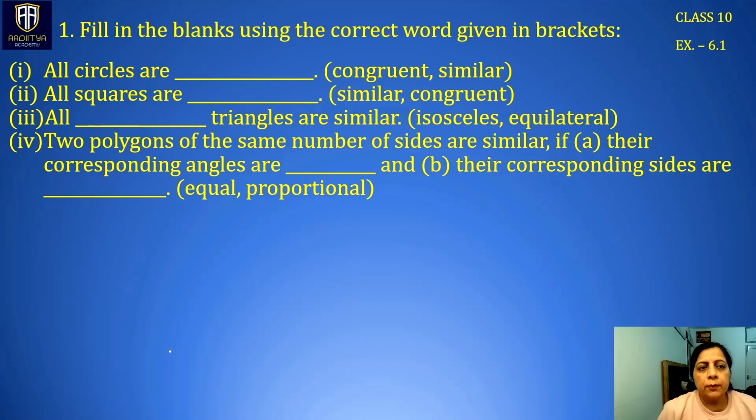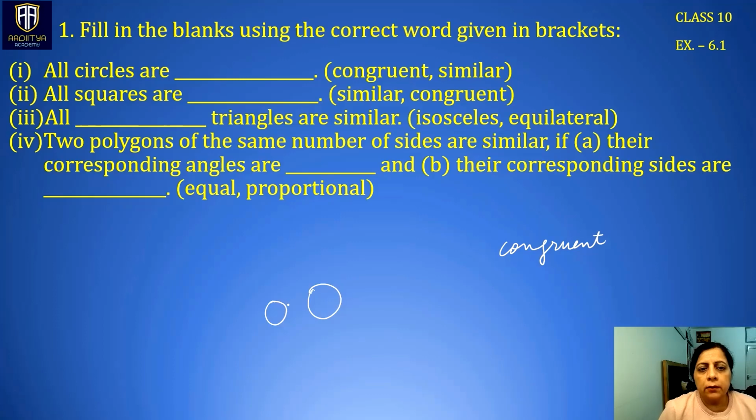The first question is about we have to fill in the blanks. The first part says all circles are dash. We have to choose among congruent or similar. Now, what are congruent figures? Congruent figures are those figures which are exactly same in shape as well as size. And we have learnt that similar figures are those figures in which shape is same but sizes are different.